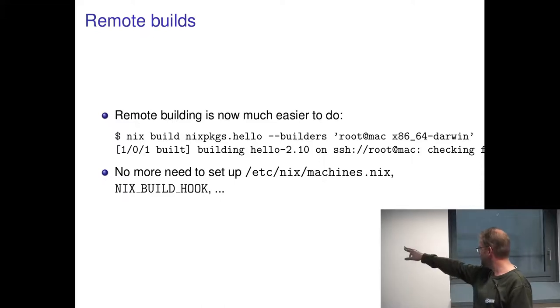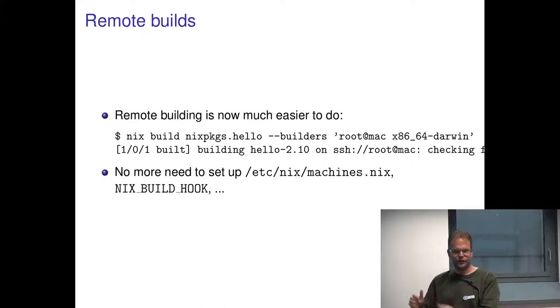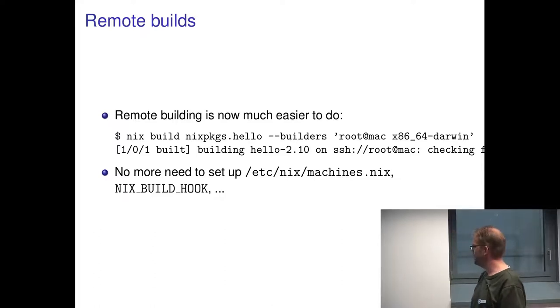So you say nix build --builders, and then the SSH address and the machine type, and it will start building, and it will actually say that it is building a derivation on that machine. So that's kind of nice.